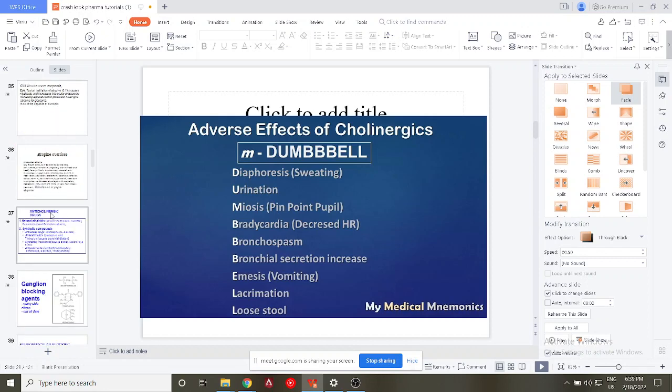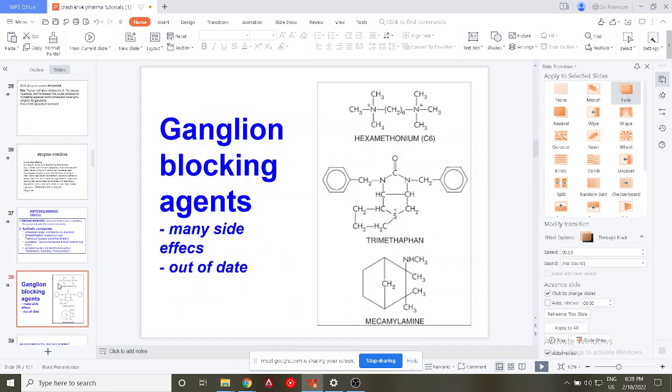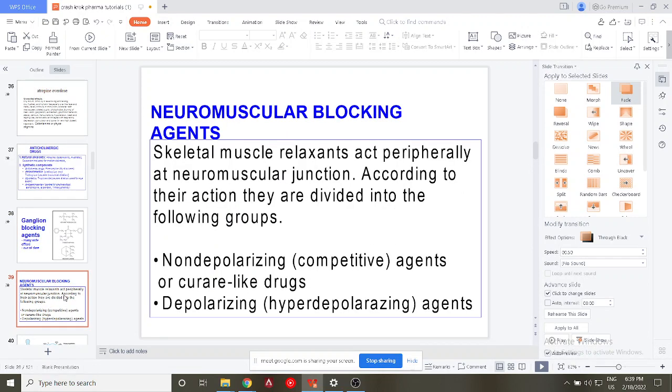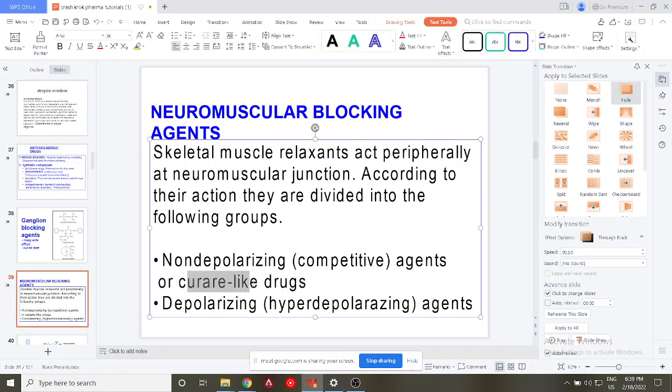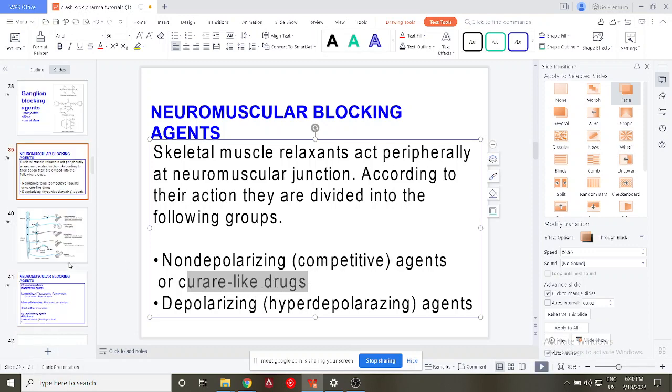Moving on, we're going to talk about the neuromuscular blocking agents. These drugs work on the neuromuscular junction, between the neuron and the skeletal muscles. Mainly these drugs are used for surgery, as they cause skeletal muscle relaxation before you have surgery. And there are two types. We have the non-depolarizing, whose names end with curare, which is why they're called curare-like drugs. And then we have the depolarizing agents.